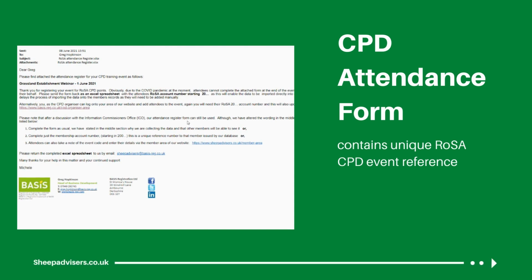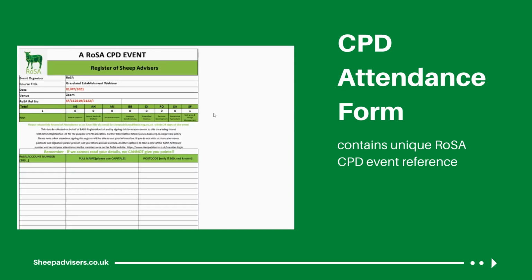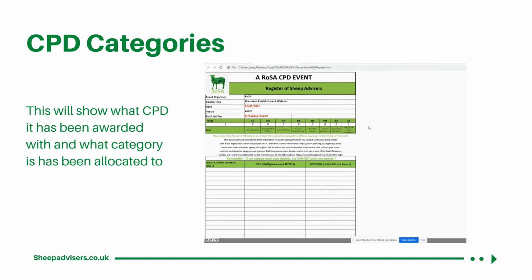So I'll just show you the register that comes with the email. So this is what it will look like. It tells you what the course title is, what the date is, and also the unique ROSA reference number. And it also shows you what category the CPD point has been allocated to. So for each event, we categorize it depending on what topic is being covered, and that's to ensure that all our ROSA members are getting a good coverage on a range of topics. So in this case, it's the grassland establishment webinar, and it's been categorized as covering soil, grass and forage management.